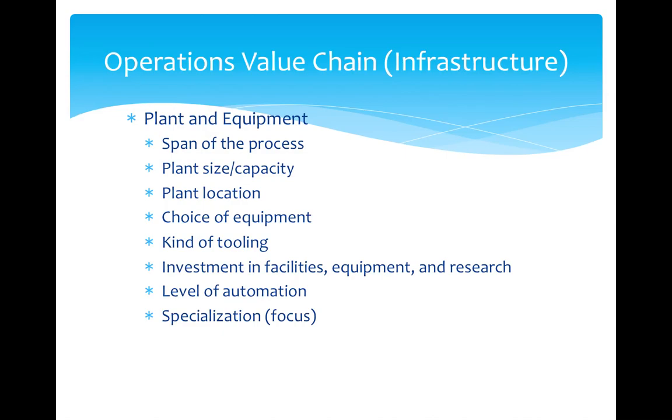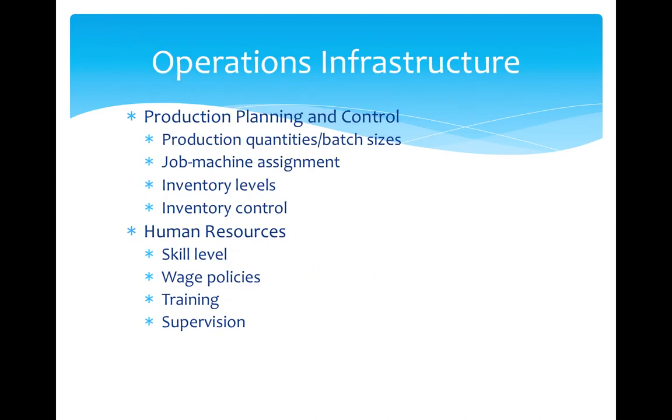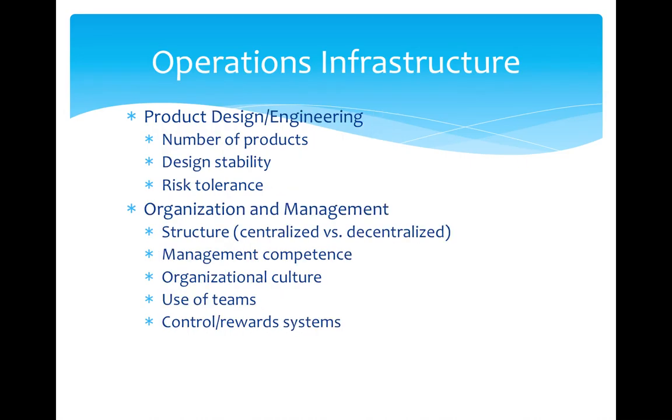So in terms of plant and equipment, what are some of the kinds of decisions to consider? Well, the span of the processes, in other words, how much can you do? The plant size, how big should your plant be? Where should it be located? What kind of equipment and tooling? The layout of your facilities, level of automation, how much specialization you need. On the production planning side, your quantities, your batch sizes, your job machine assignments, your inventory levels, inventory control. HR, skill, wage policies, training, supervision. Design, number of products, design stability, risk tolerance.